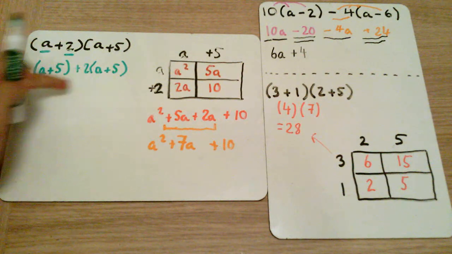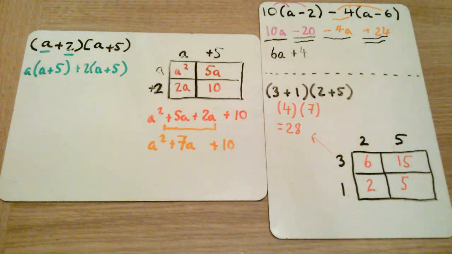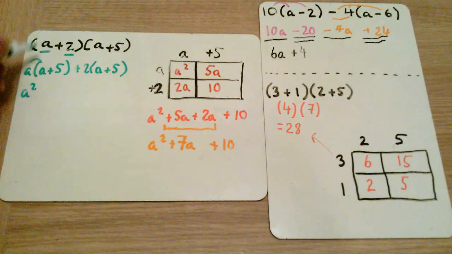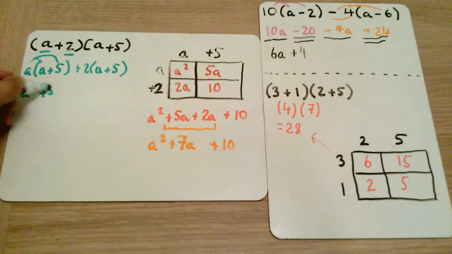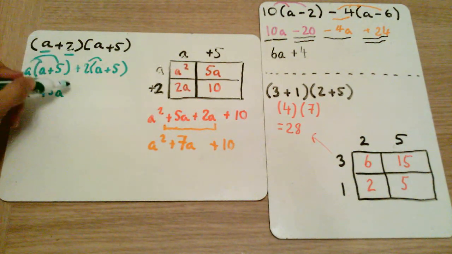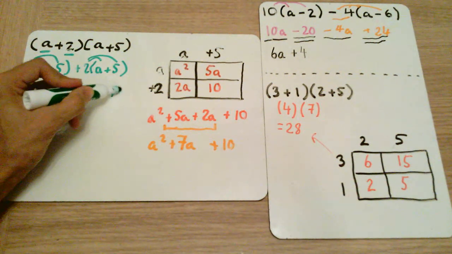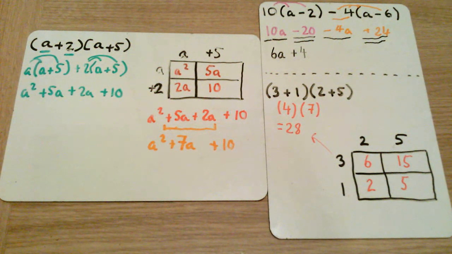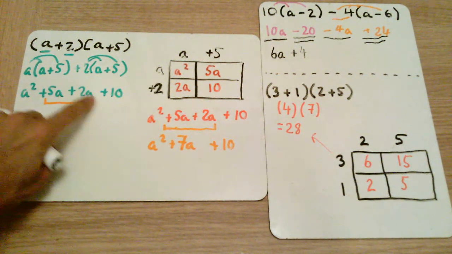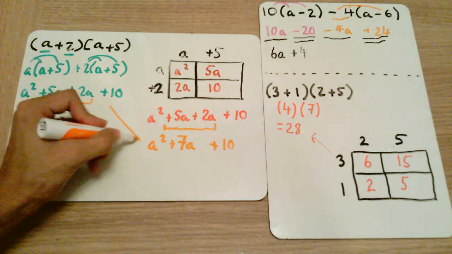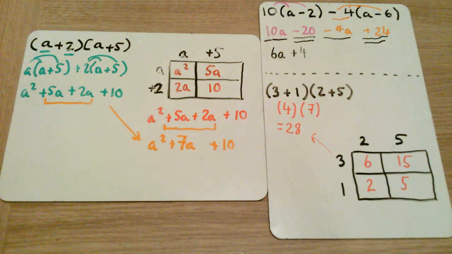Now, if I expand these brackets like I did over here, I'm going to get the same thing. A times a is a squared. A times plus 5 is plus 5a. 2 times a is plus 2a. 2 times 5 is 10. And we can see we've got the exact same thing in both cases over here and over here. So our final answer again goes to a squared plus 7a plus 10. So these are our two methods.